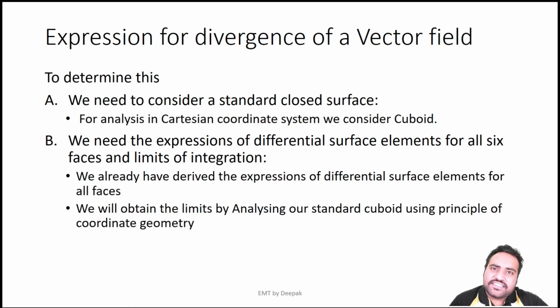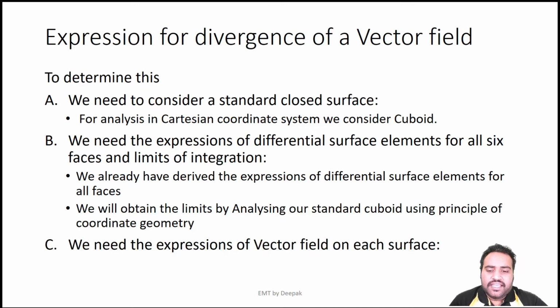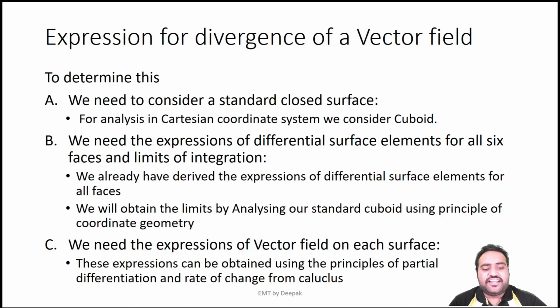How do we get those limits? We will get those limits by analyzing the shape of the cuboid according to the Cartesian coordinate system. In addition to that, you may remember that at each integral, the vector field has different values. We need to determine those different expressions. We do that using principles of differential calculus.